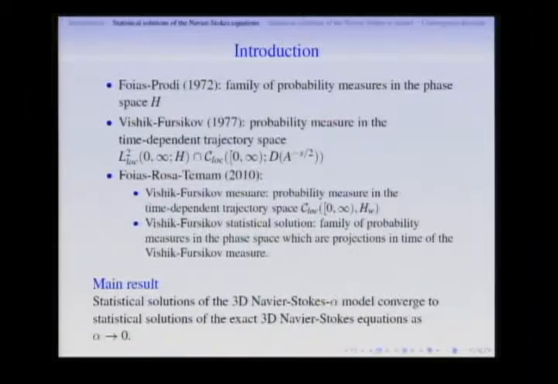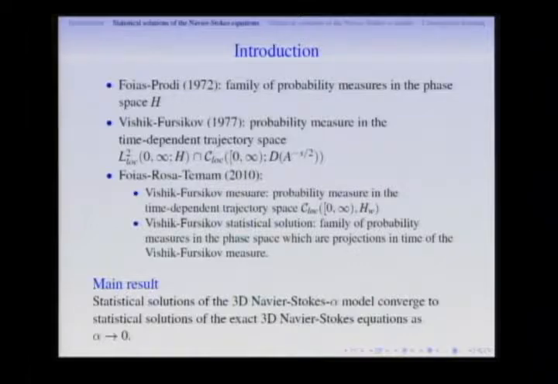So Foias and Prodi introduced this notion of statistical solutions. Then, some years later, Vishik and Fursikov gave a new notion of statistical solutions as a probability measure, now in the time-dependent trajectory space, which is not the most natural one for the weak solutions, but still it's a new notion, and some results were proved using this.